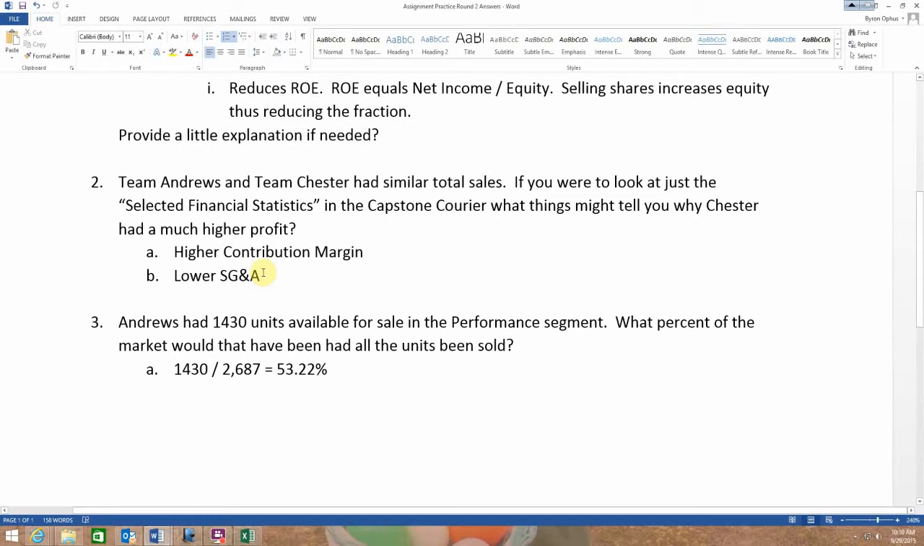I think most people did pretty well on this, but Andrews had 1,430 units available for sale in the performance segment. What percent of the market would that have been had all the units been sold? Simply, 1,430 is what they had available. The full demand for that segment was 2,687, so the answer would be 53.22, around 53 or 54% would be the answer.